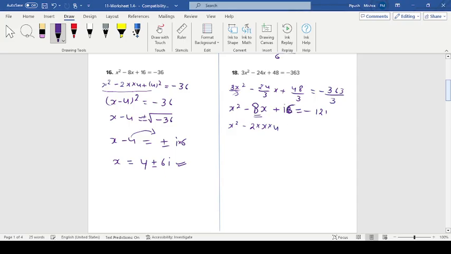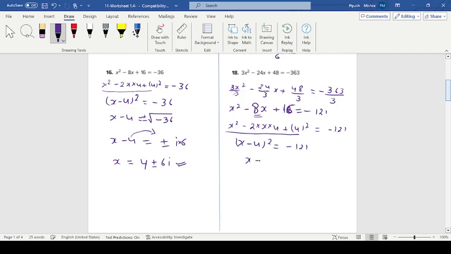Okay, and plus this one be 4 square is equal to minus 121. Now again do this one. So it is x minus 4 whole square is equal to minus 121.